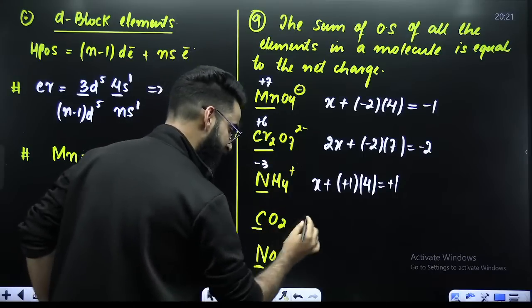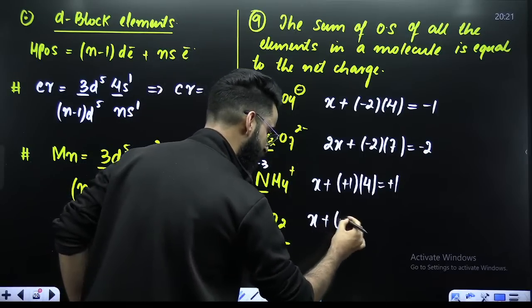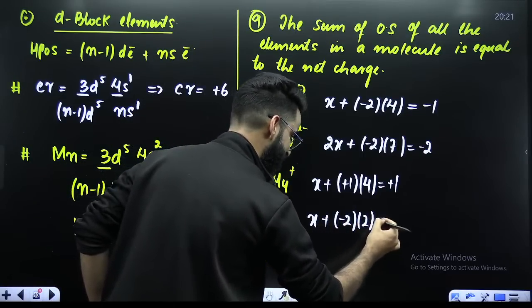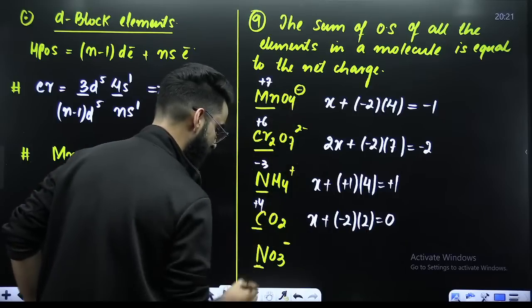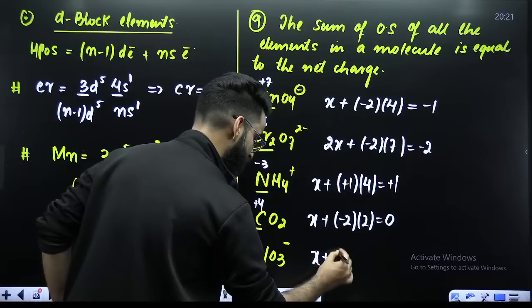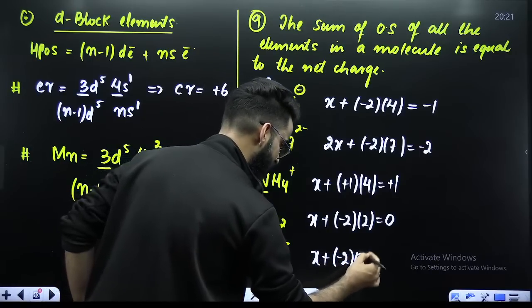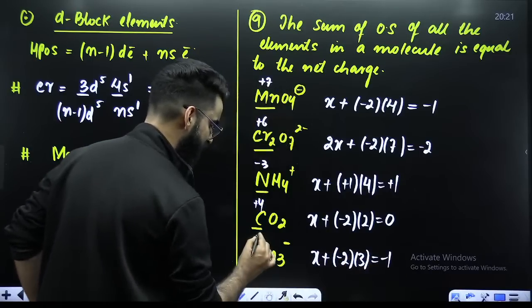Right? Let the oxidation state of carbon be X. Oxygen is going to show -2 oxidation state. There are 2 oxygen atoms. Net charge is 0. X value is +4. Let the oxidation state of nitrogen be X. Oxygen is going to show -2. There are 3 oxygen atoms. Net charge is -1. X value is going to be +5.